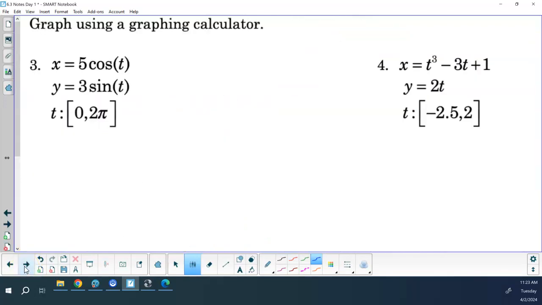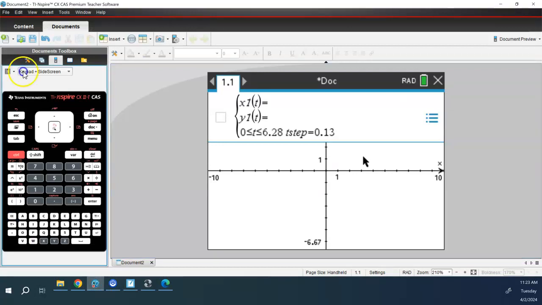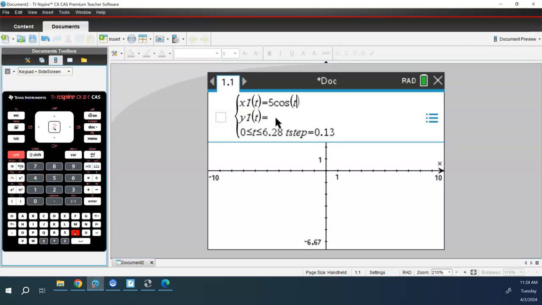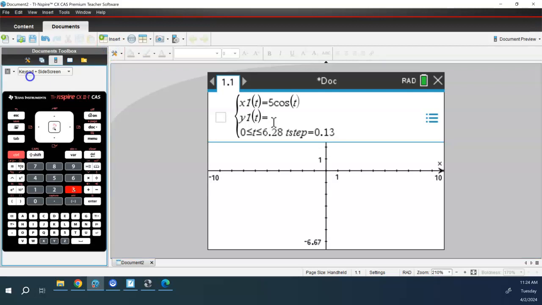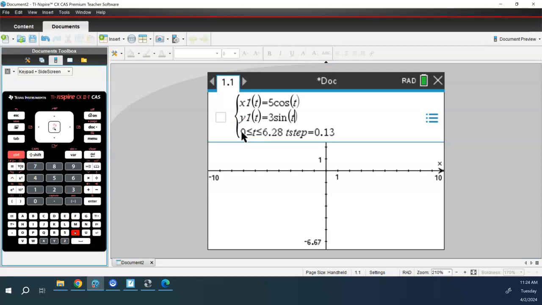Okay? So we've got 5 cosine of t, 3 sine of t, and we're going from 0 to 2 pi. So here we go. In our x, we're going to go 5 cosine, under trig, of t. In our y, we're going to go 3 sine, under trig, of t. It said we needed to go from 0 to 2 pi. 0 is there. 6.28 is 2 pi.